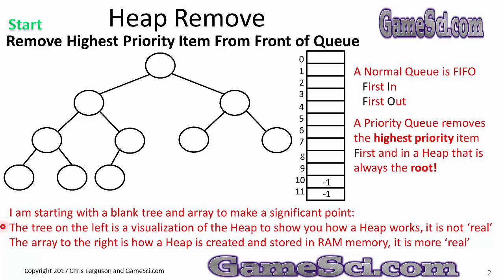The tree on the left is a visualization of the heap to show you how a heap works. It is not real. The array on the right is how a heap is created and stored in RAM memory. This is the more real representation of the heap. The tree that is drawn here is for illustration purposes only. We are not storing a heap binary tree using references and pointers. We are storing the heap binary tree in a straight up array.